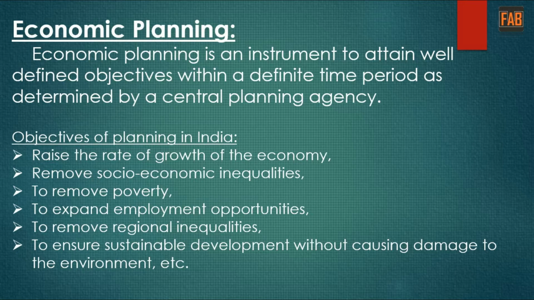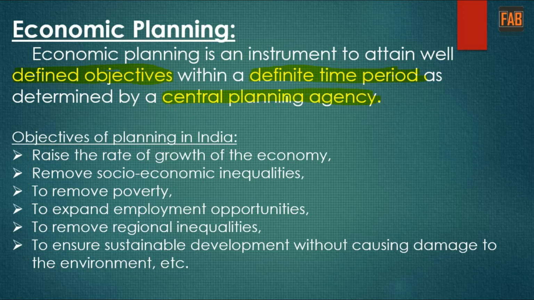If you read the definition again, you'll get certain points that you need to know about. There are well-defined objectives. This means that planning is always made for the achievement of certain objectives, and it is for a definite period of time, say 1 year, 3 year, 5 year, right? And by whom are these objectives and the time period determined? It is determined by a central planning agency.